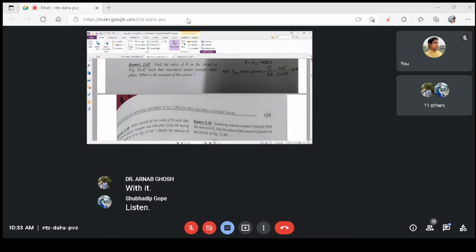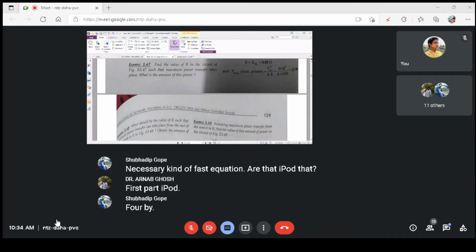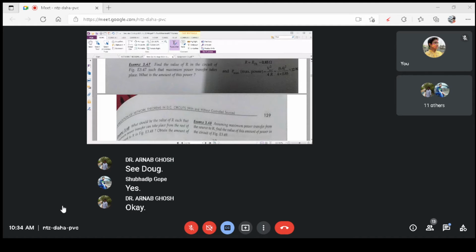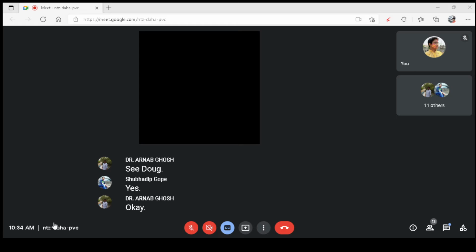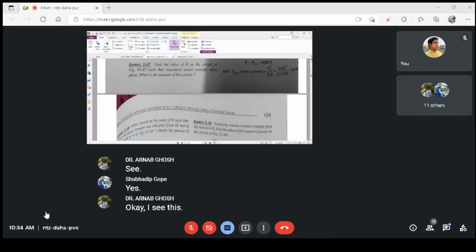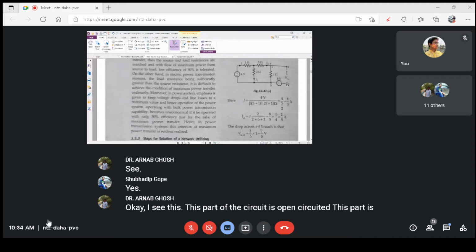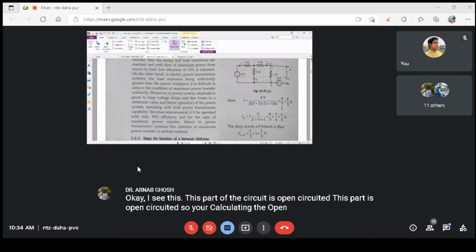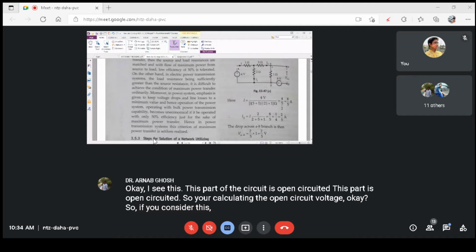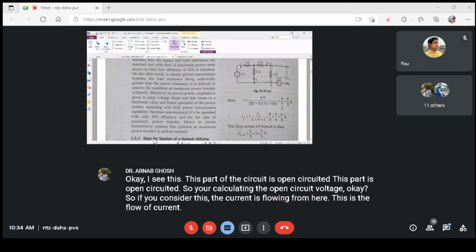Question, the first equation, that I part. See, this part of the circuit is open circuited. This part is open circuited. So you are calculating the open circuit voltage. Consider this. The current is flowing from here. This is the flow of current from this end.